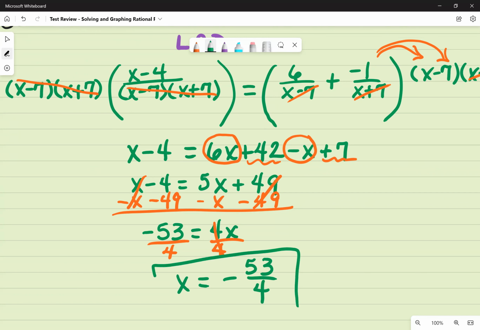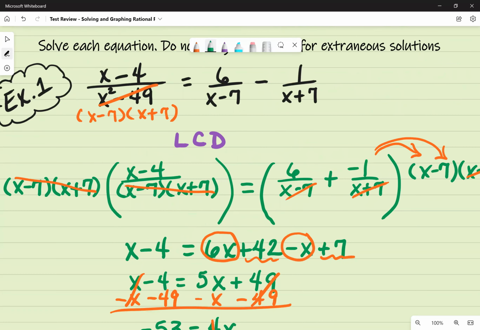I do want to verify that that's not an extraneous solution. So I'm going to go back to my numerator of my original problem, and it's best to look at it in factored form. So I know this is my least common denominator.